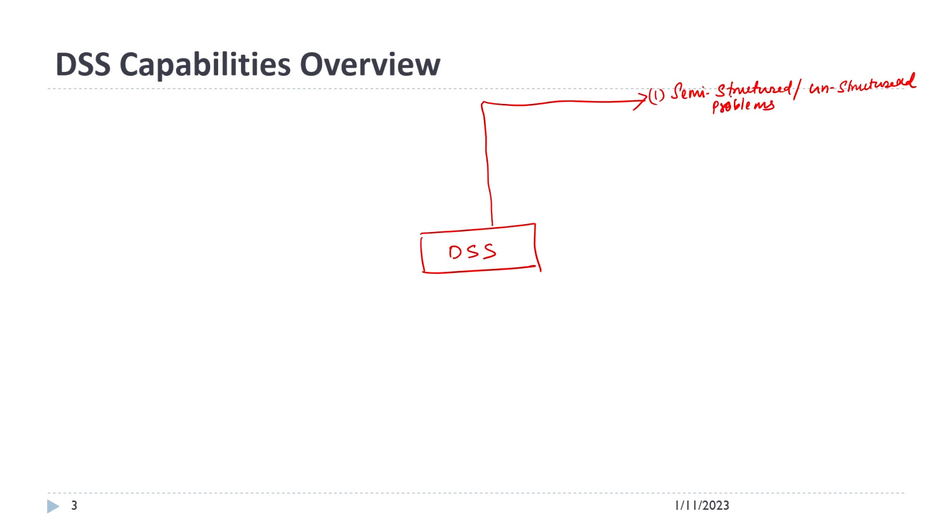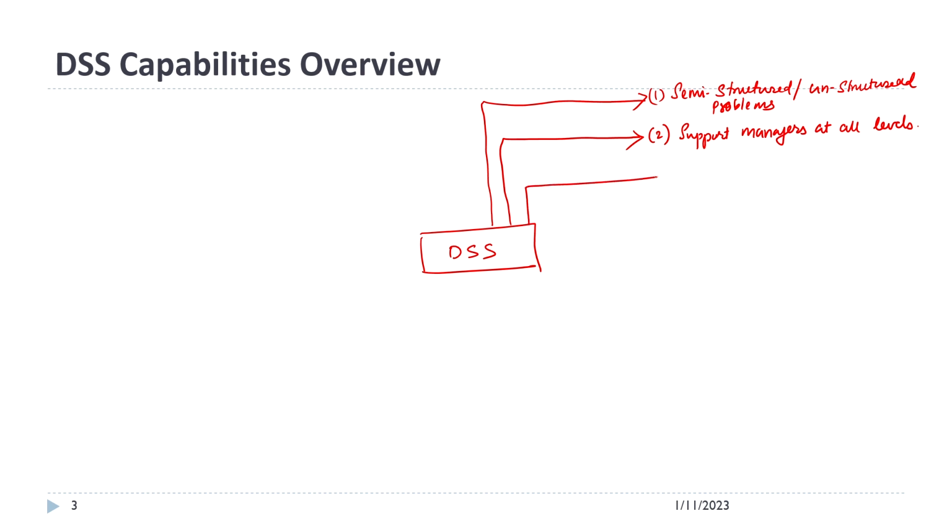Okay. We are talking about either semi-structured or unstructured problems as part of that. That is one aspect of DSS. Then we talk about the second one: it should support managers at all levels. It should take from the lower level to the upper level, should integrate, right.